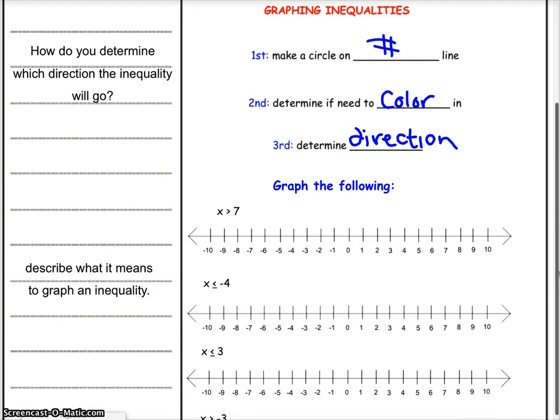So, x is greater than 7. Where do you think my circle should be? 7. And I'm going to do it a little different. I'm going to do it above it. My circle is at 7. Do I color my circle in? No. Bigger. Do I go to the right or left? Right. Left is smaller. So greater means I go to the right. That's it. So I make a circle and I put the arrow.